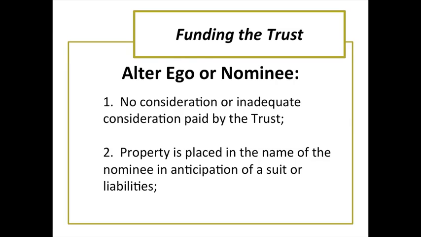Number two, property is placed in the name of the nominee, in this case the trust, in anticipation of a suit or liabilities. You know, if you get a notice from the IRS that you owe them $50 million, and let's say you get that notice on April 1st, and then April 2nd, you move the assets into the trust, chances are the IRS is going to come in and say, oop, they're using the trust as their nominee, or they're using that as their alter ego. And more than likely, the judge is going to agree with them. Once again, I can't overemphasize this. The time to do your planning with your trust is before the liability occurs.